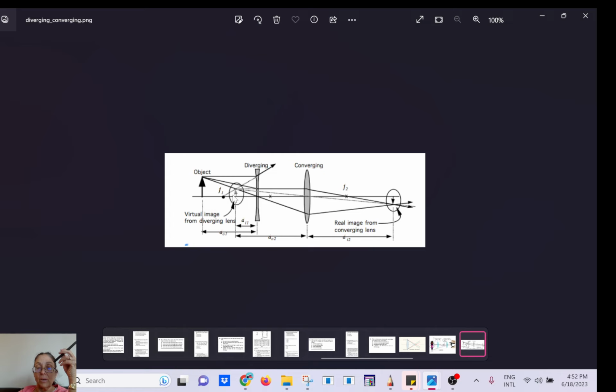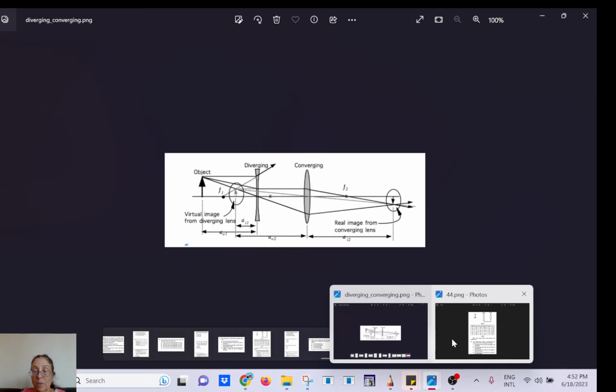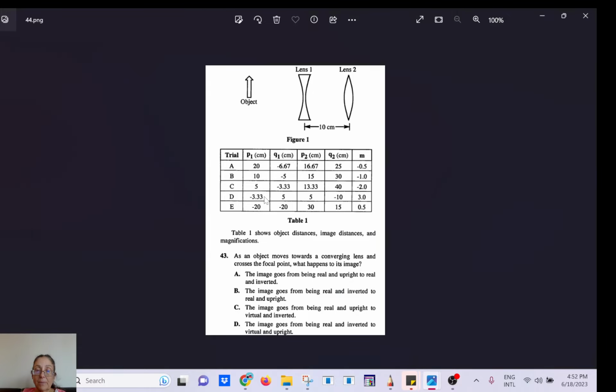That image here becomes an object for the converging lens. Even though it's virtual, it becomes like a real object for the converging lens. And the final image will be here. It's going to be upside down and real. And then you can move the object. You can make it go closer, and you can even bring it in between the lenses, and everything is reported here in that table.